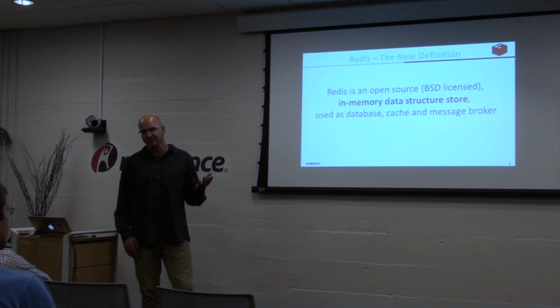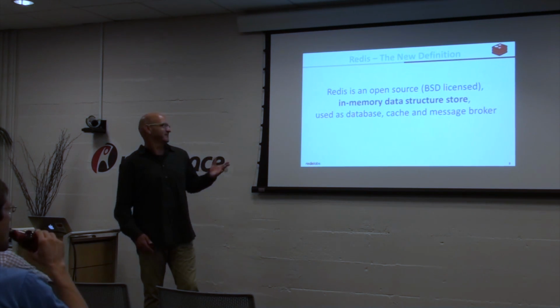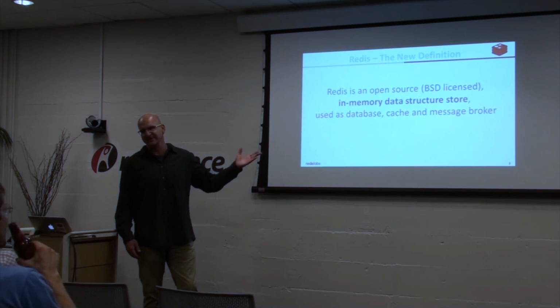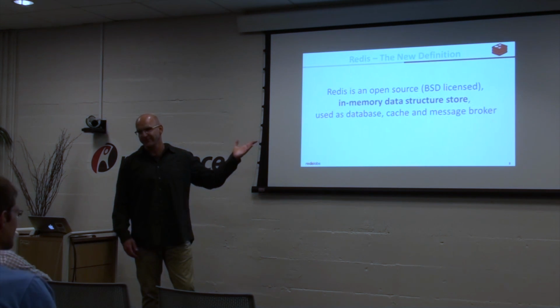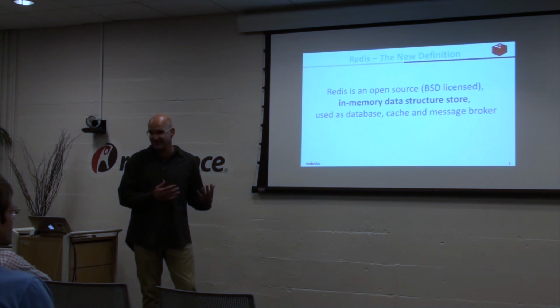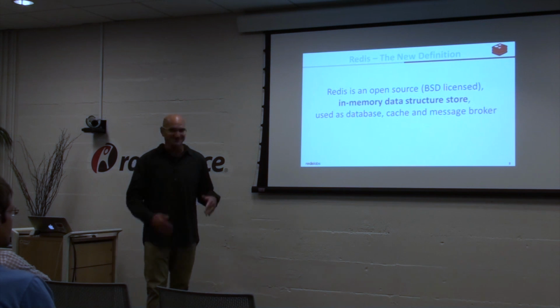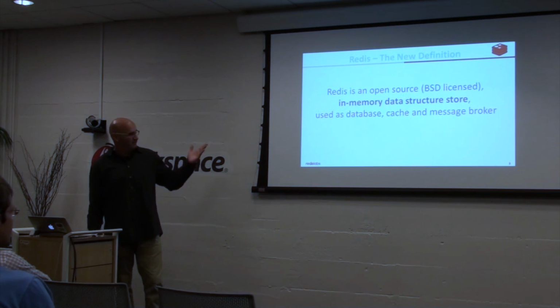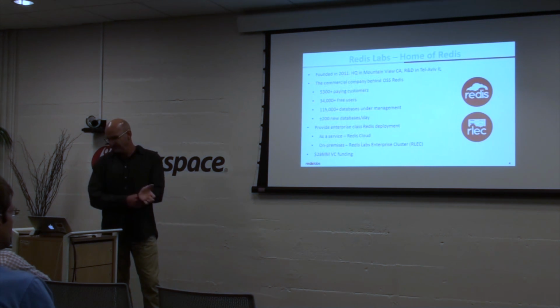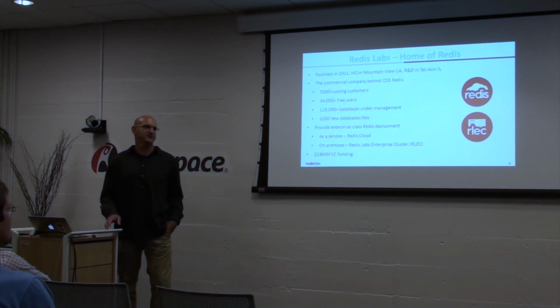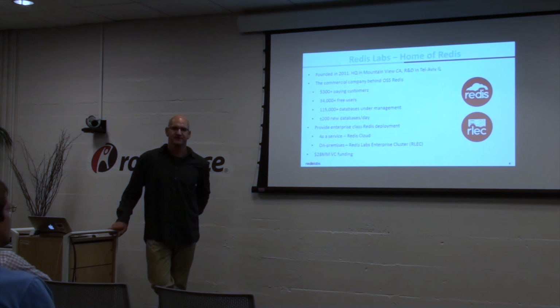So it is not only the in-memory part. I think that most of you know that most of the things that Redis provides is the data structures, the things that you can do with Redis, not only the fact that it is very fast, which is important, of course. And it can be used as a database, as a cache, and as a message broker. A few things about us. We are the home of Redis today because we sponsor the community. So Salvatore is actually part of the team. And most of the changes in the open source during the last year came from our team.